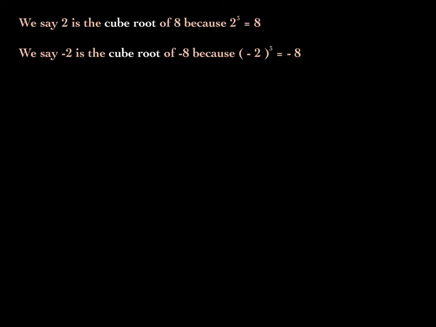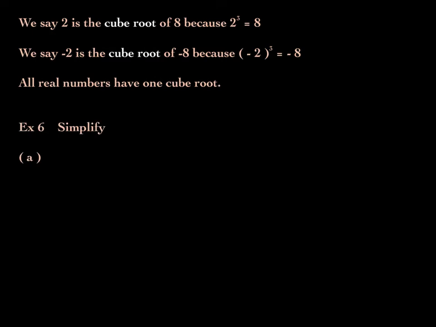So all real numbers have only one cube root. We noticed earlier that every positive number has 2 square roots. But when it comes to cube roots, all real numbers only have 1 cube root. All right, let's jump into an example here.